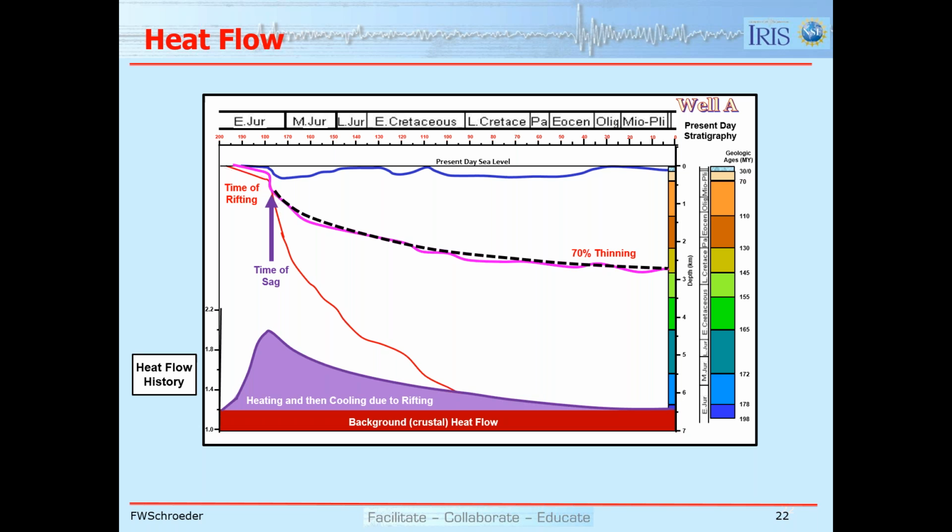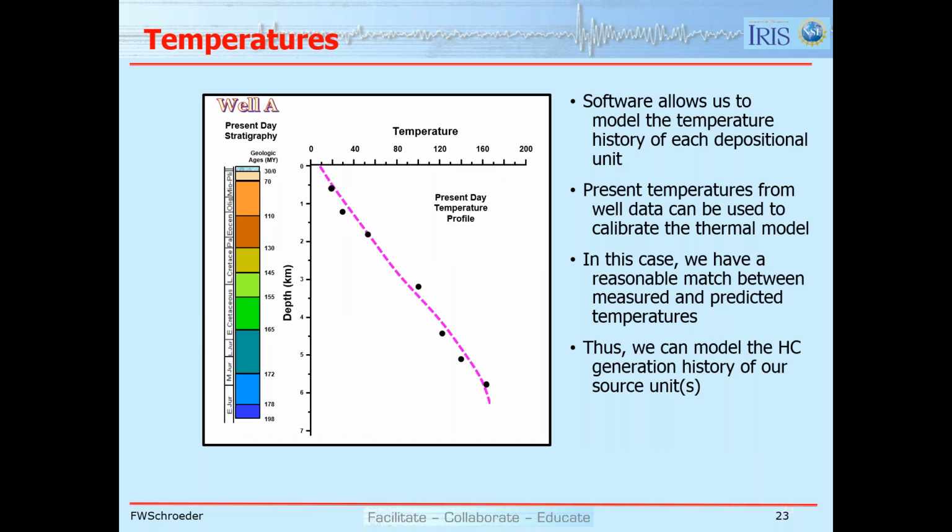If we know when we've had an extensional event and when that extension started and when we went into the more passive sag, we can calculate how much additional heat is associated with that as a function of geological time. And then we can input this heat history into our software, and it will model temperature through geological time for this one location. We can then calibrate our model.